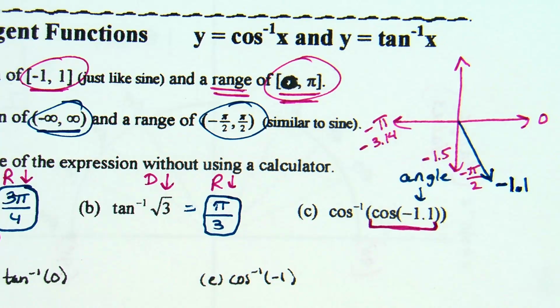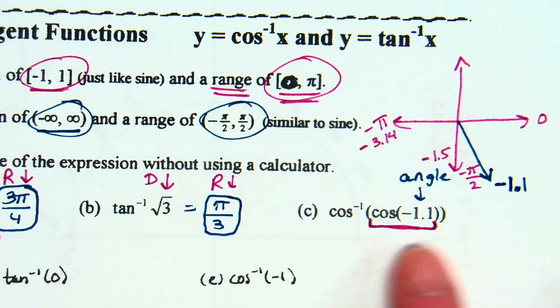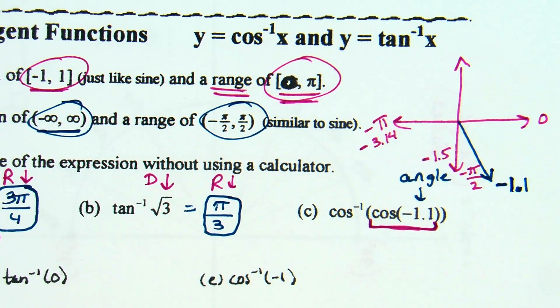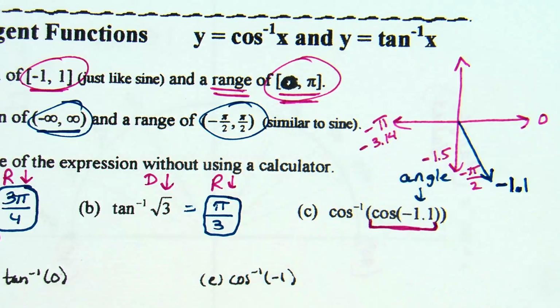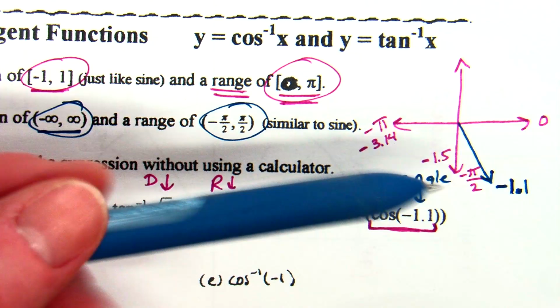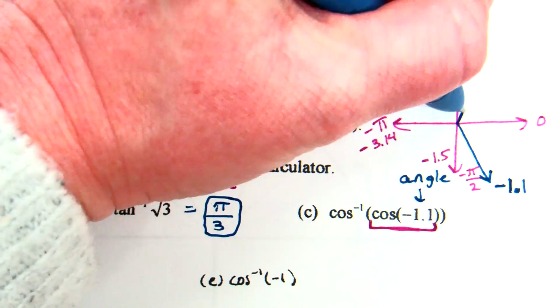Okay. Now, so the cosine of negative 1.1. We still don't know that value right here. But what do you know about cosine in this quadrant? Positive, right? All students take calculus. So this is positive. Where else is cosine positive? Quadrant 1. And so what is the corresponding angle up here?